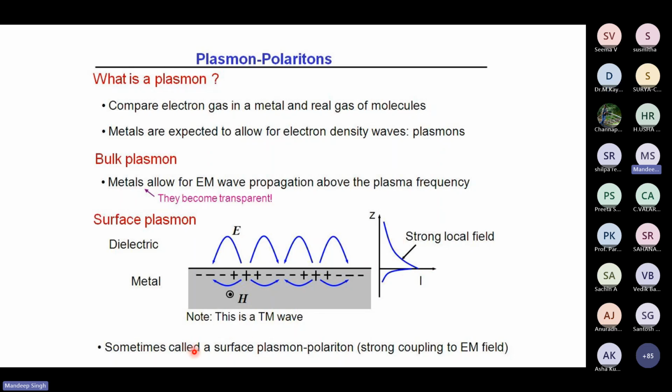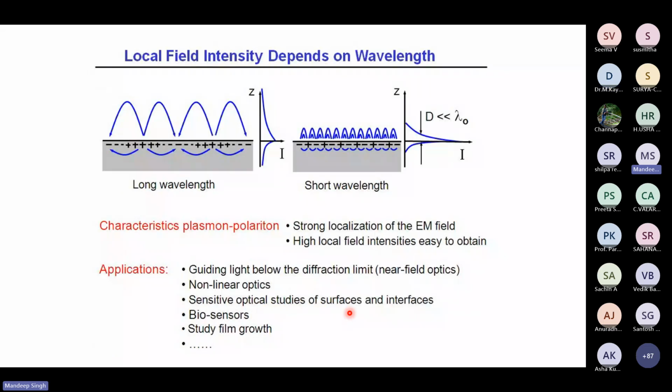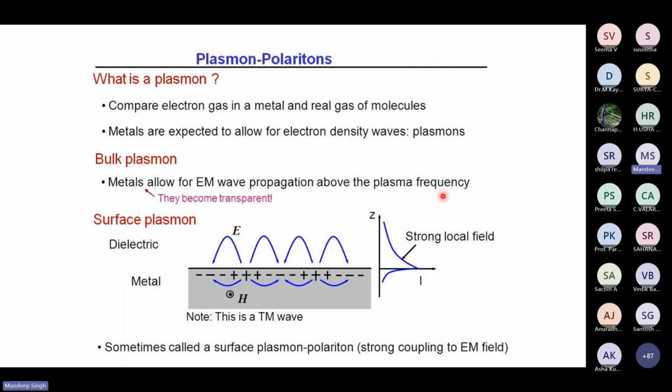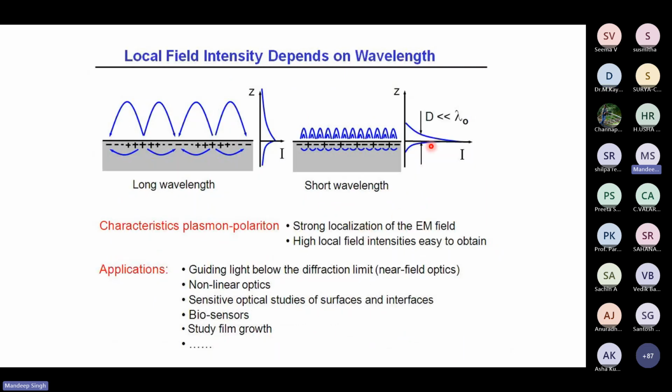And sometimes people give the name surface plasmon polariton if you have strong coupling. So these are a few technical terms, right? And now let's shift towards the next important topic, that is the local field intensity, and how it depends upon the wavelength. That behavior we will see, because in the previous slide I only showed you the intensity with position. Now what is the role of wavelength for this type of structure?